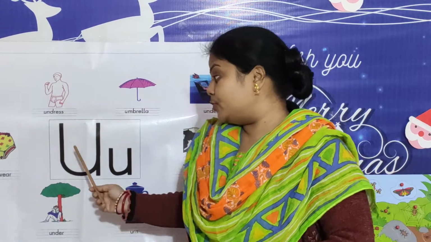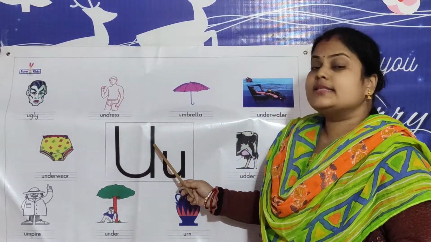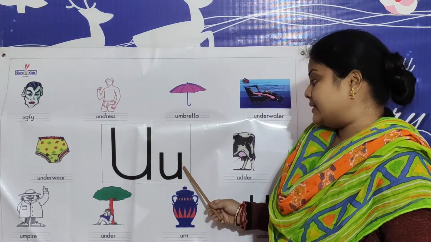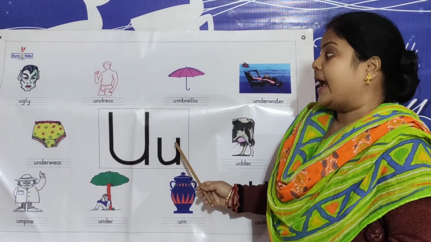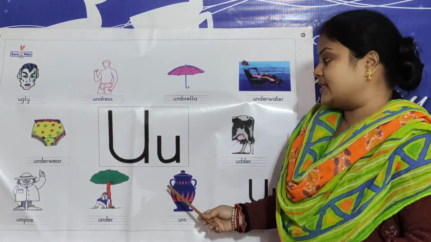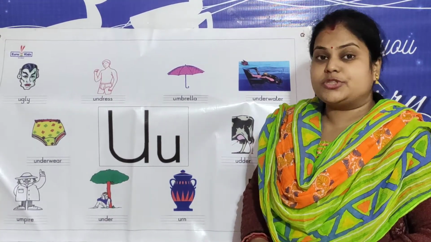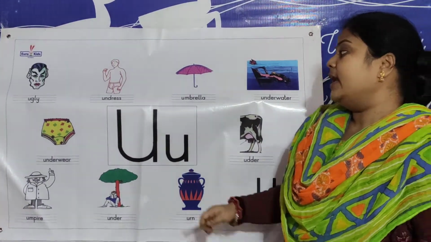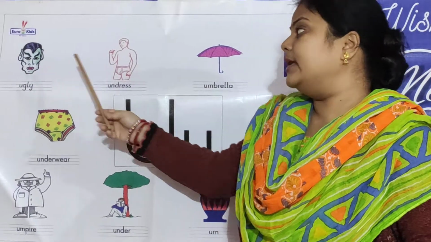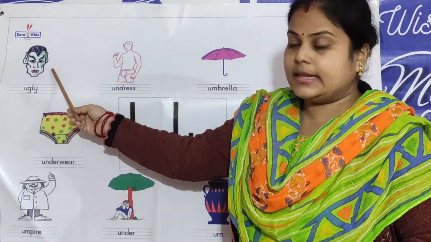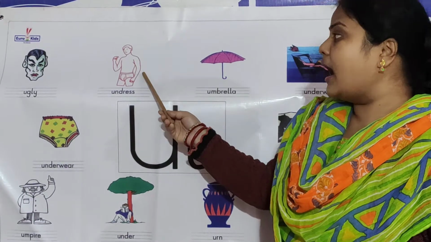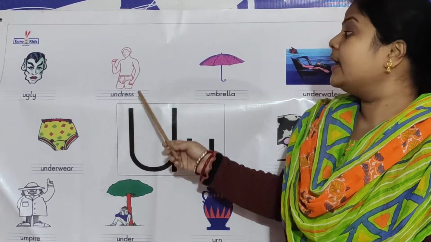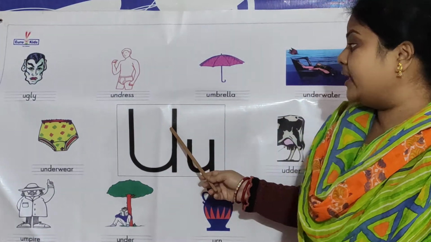In our next activity, we are going to learn letter U. This is uppercase letter U and this is lowercase letter u. And these are the words that start with letter U. We will look at all these words one by one. U for ugly, and U for undress.